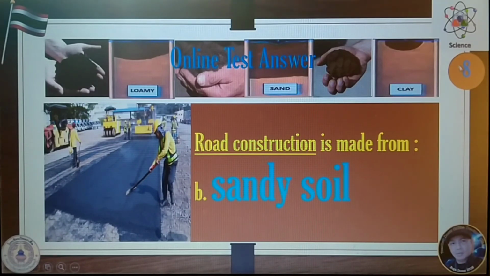Online test answer number 8. Road construction is made from B. Sandy soil.